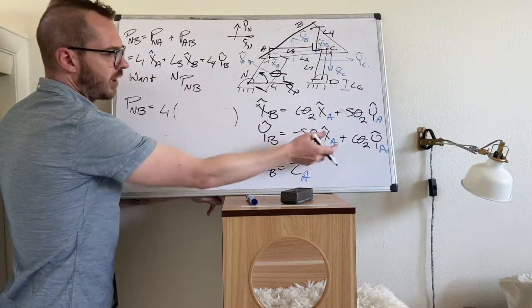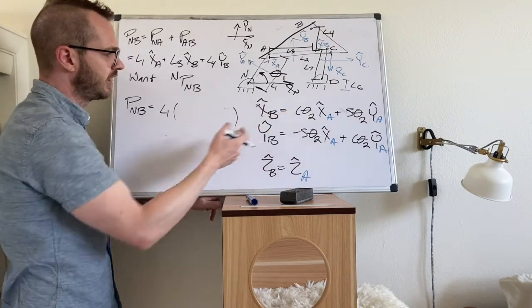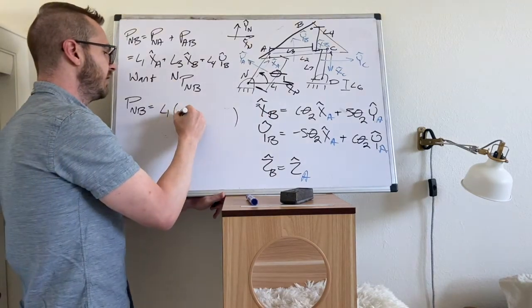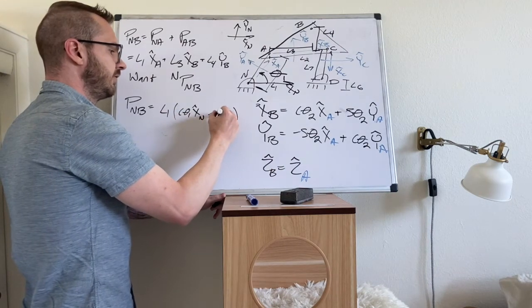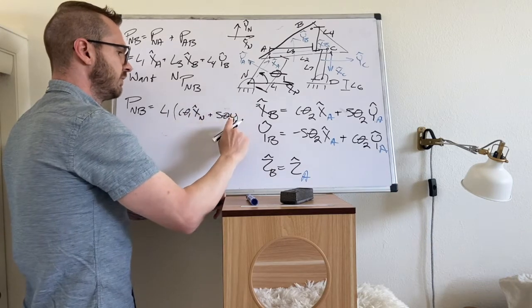Well, we've been writing down all of these descriptions of the different frames. And go back and look at how we defined X hat A. We said that X hat A was cosine theta 1 xn plus sine theta 1 yn.